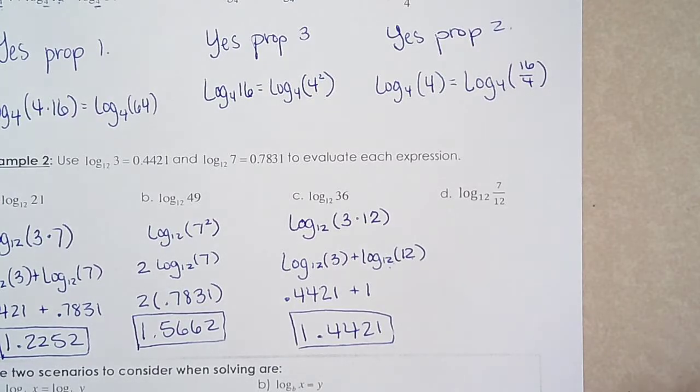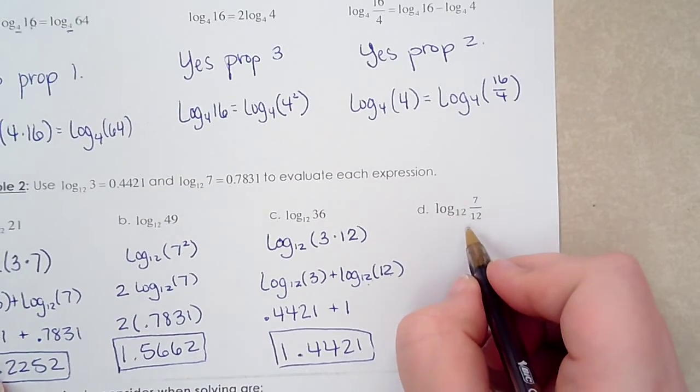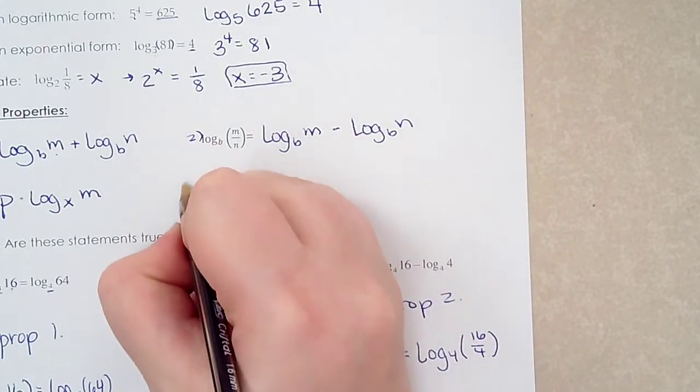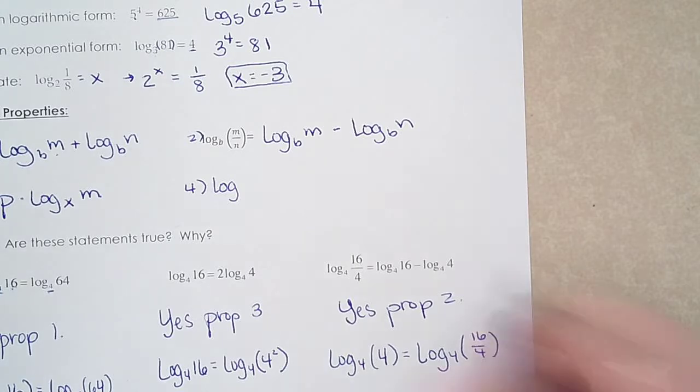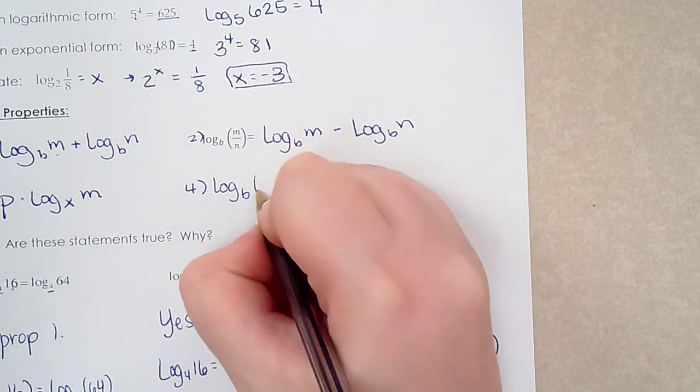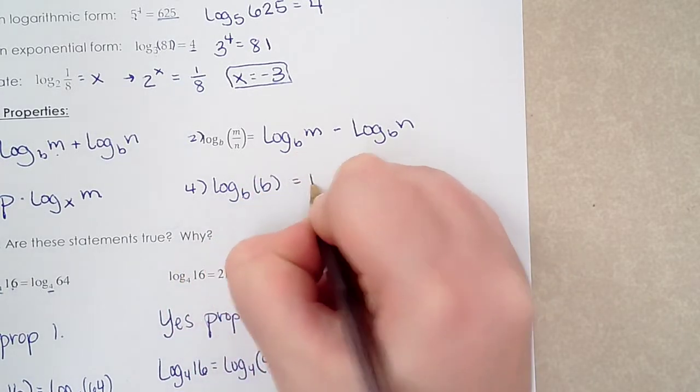All right, we're going to find the same thing here with the 1 characteristic. You could add that, I suppose, as a fourth property. I suppose I could have put one on here for you. But log base b of b, when those are the same, they equal 1.